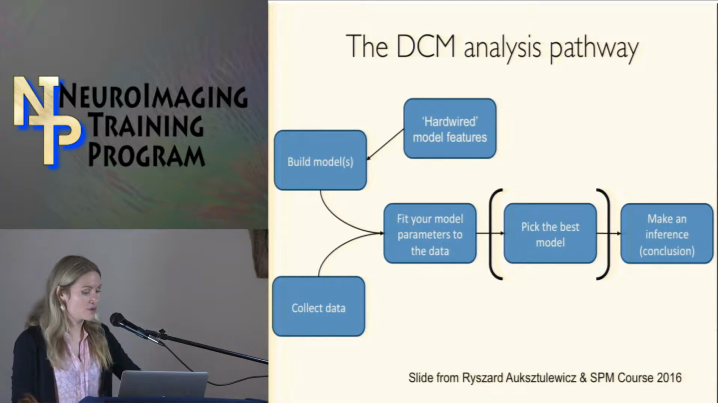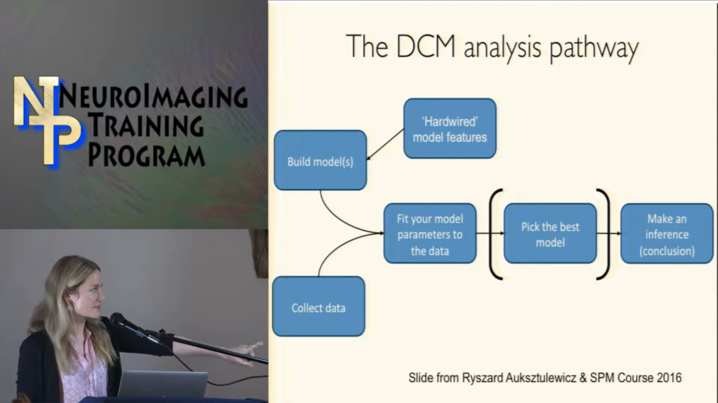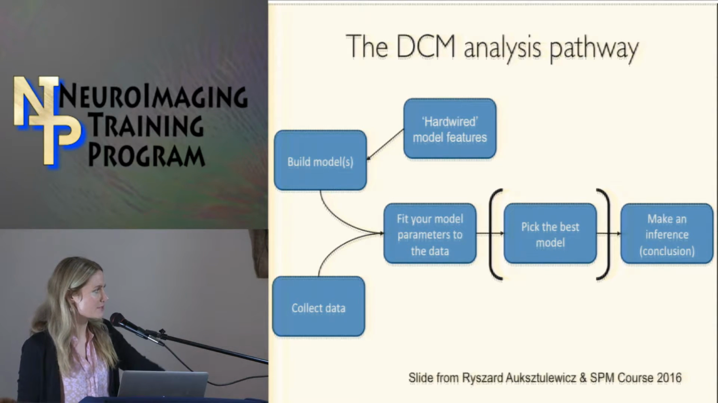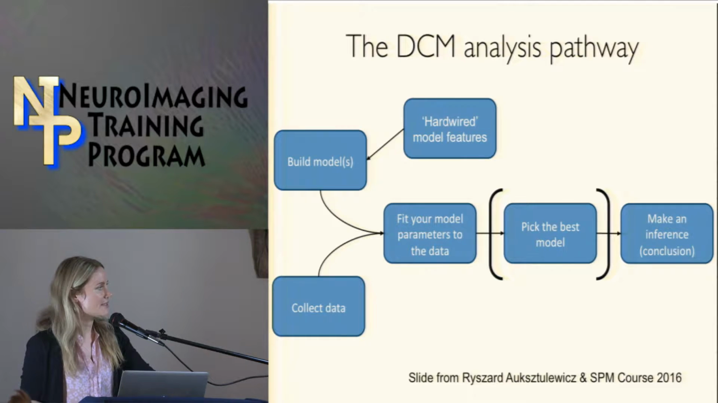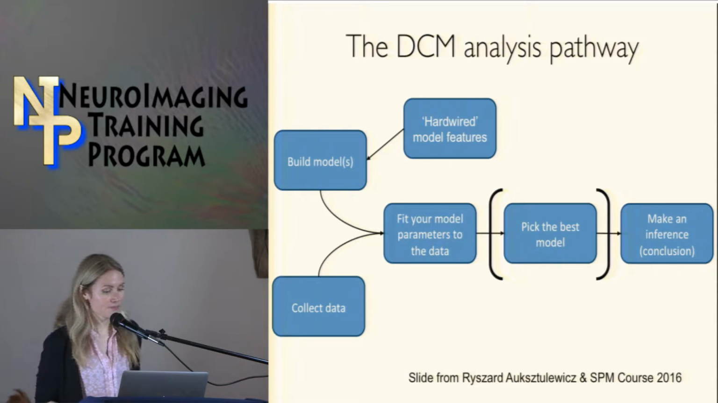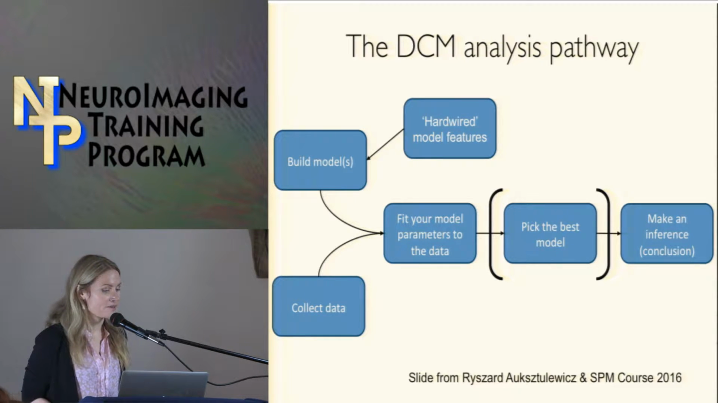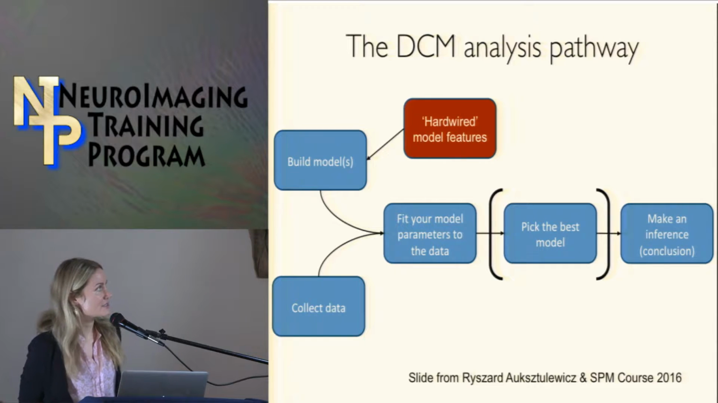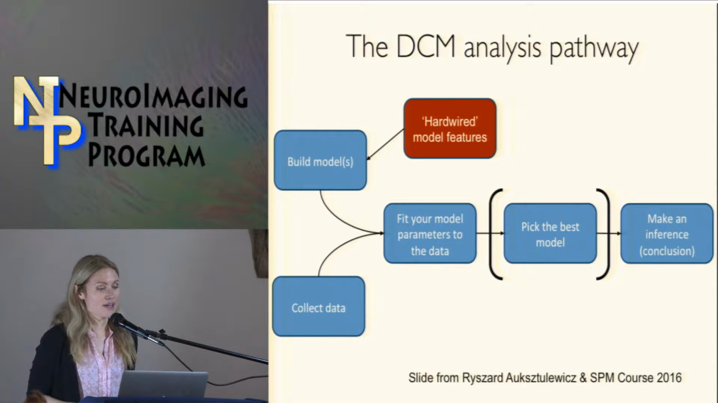So this is just an overview, and this slide, as well as a couple, have been borrowed from Richard, who is at the Phil, and this is from the SPM course in May 2016. So at the beginning of the analysis you choose what he calls your hardwired model features. So that's what I'm calling the neural mass or the neural field model.